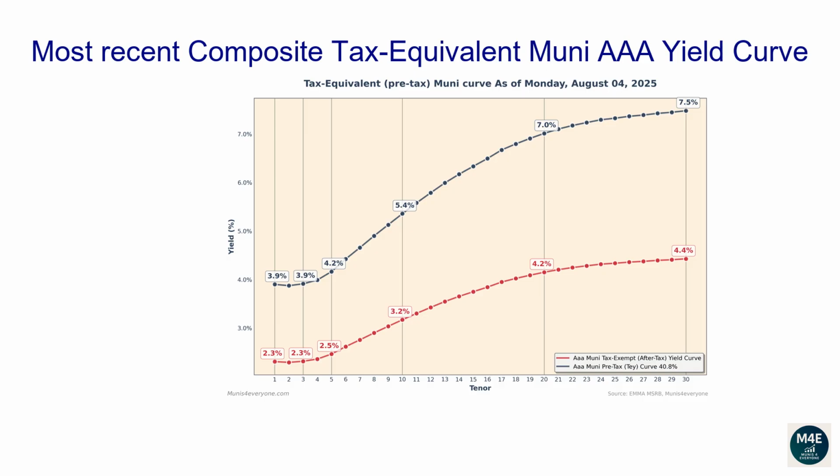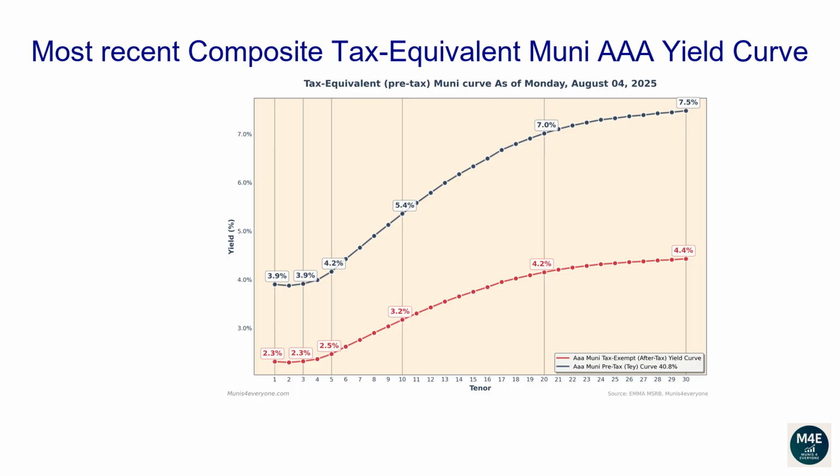Let's now go over the most recent composite tax-equivalent Muni AAA yield curve. The following graph shows in red the tax-exempt after-tax yield curve versus in blue its tax-equivalent pre-tax version as of Monday, August 4, 2025, assuming a 40.8% top tax bracket. Why would you care to see the tax-equivalent version of the muni yield curve? More on this shortly. Let's first go over the pre-tax, aka tax-equivalent yield curve. The one-year tax-exempt yield is 2.31%, corresponding to a 3.9% tax-equivalent yield for investors in the top tax bracket.